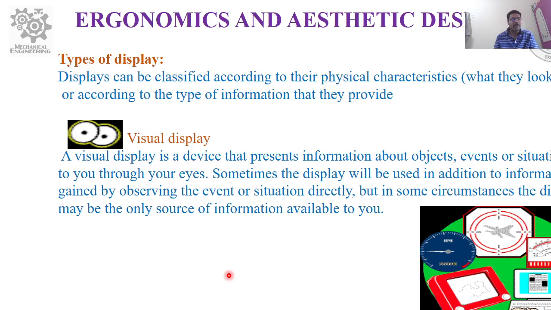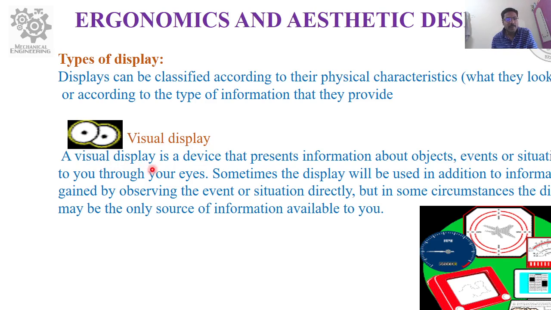We go on to the types of displays. Displays can be classified according to their physical characteristics, what they look like, or according to the type of information they provide. Based on this, the first type is visual displays. Visual means we observe with our eyes what we are seeing.